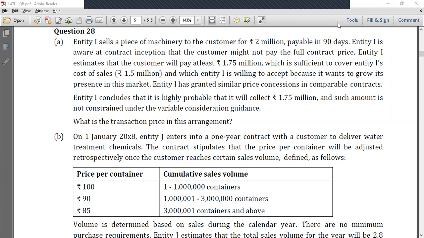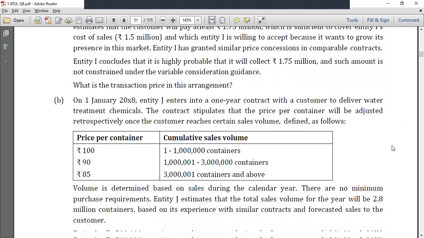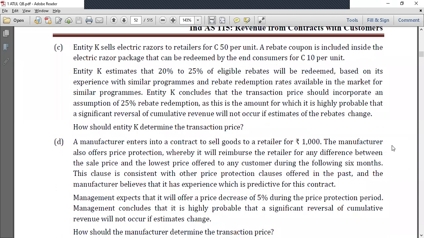The question says that it estimates that the customer will pay at least 1.75 million, 17.5 lakhs he'll pay, which is sufficient to cover the cost of sales, that is 15 lakhs, right? So you have to check that. See, he's asking for the transaction price. What is the transaction price? Anything less than what is expected, which you are able to receive, that is the transaction price.